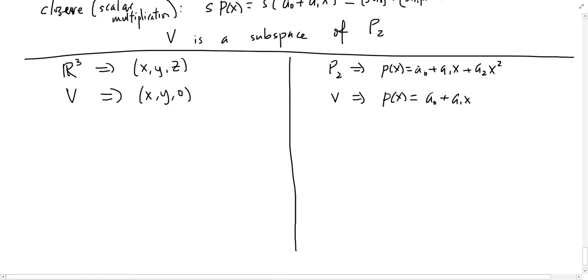Now, how could these two be parallel? Well, if you think about it, in P2, I'll basically just talk about these three coefficients in the polynomial, because every single polynomial of degree 2 or less is defined basically by these three coefficients. So you can think of this as just a vector a sub 0, a sub 1, a sub 2. It looks pretty much the same as xyz, except I call them by different names. And then this V right here is defined by just a sub 0 plus a sub 1x, which effectively says that a sub 2 must always be 0 for this to work. Therefore, we are basically considering the vector a sub 0, a sub 1, 0 as our V.